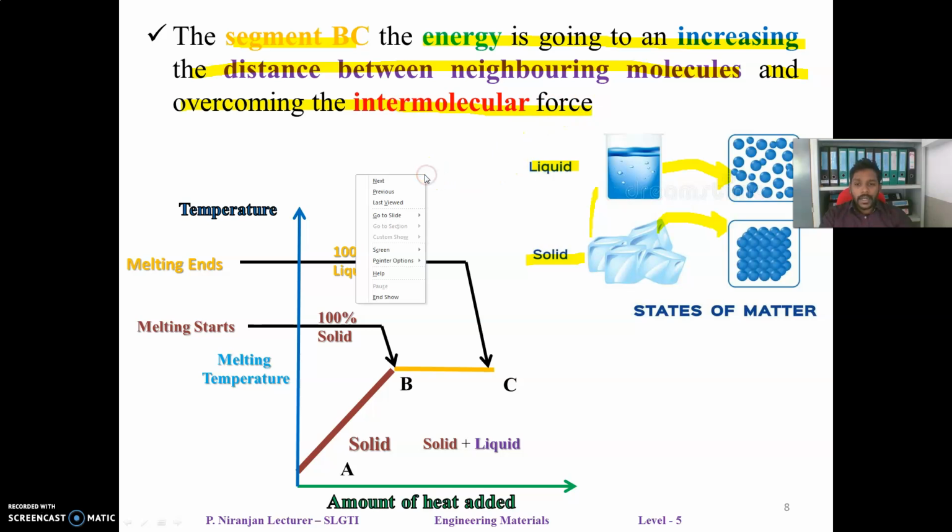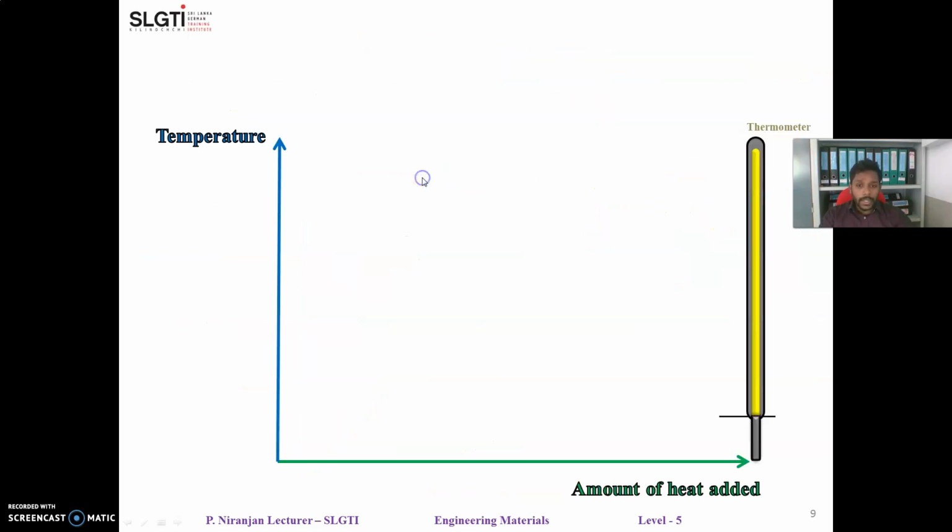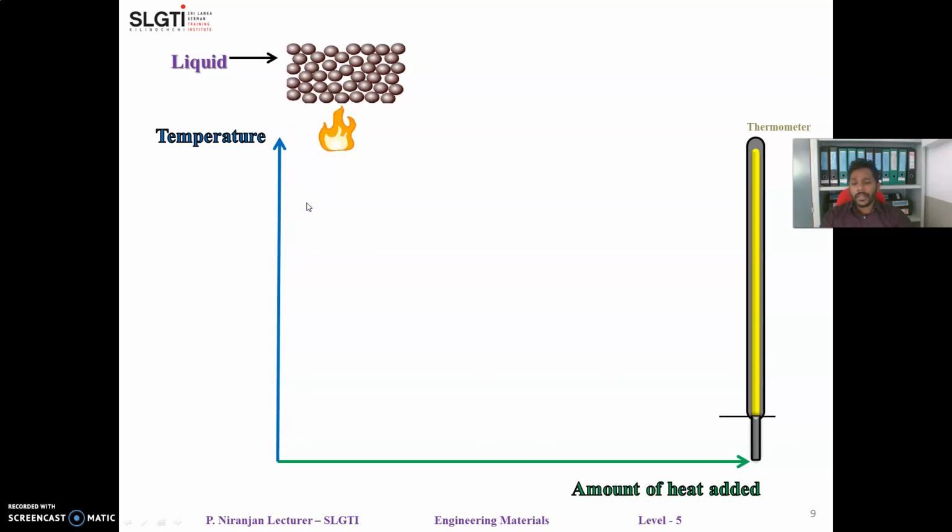Okay students, let's move to today's lesson. Today I am going to heat up our liquid material. Here I give some thermometers also, so you can easily understand how the graph will change. So this is my liquid material. Here I am going to heat up my liquid material.